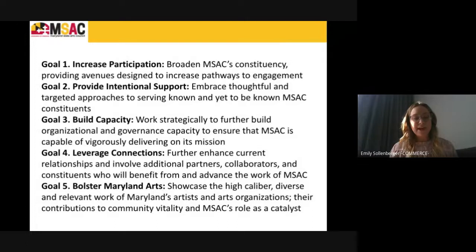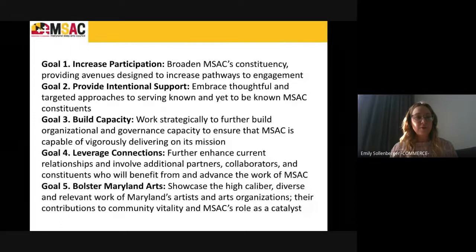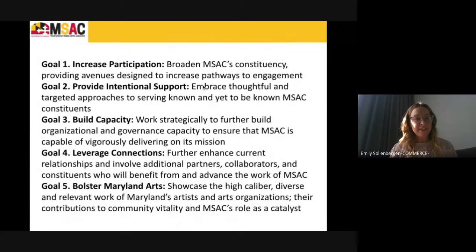And with this, we have strategic goals connected to our strategic plan. Goal 1 is to increase participation. Goal 2, provide intentional support. Goal 3, build capacity. Goal 4, leverage connections. And Goal 5, bolster Maryland arts. And today is really centered around Goal 2, and that's providing intentional support to you all.